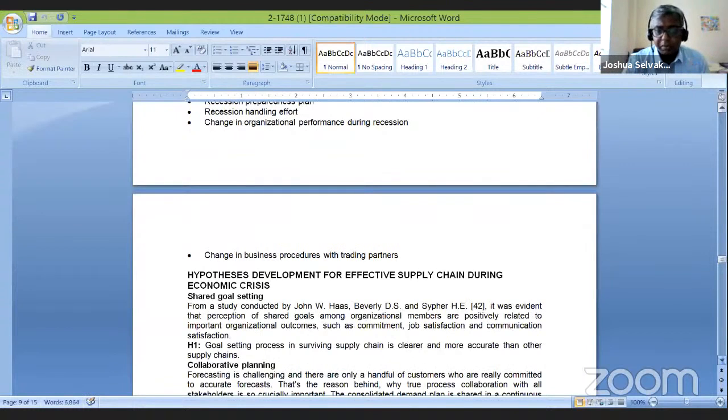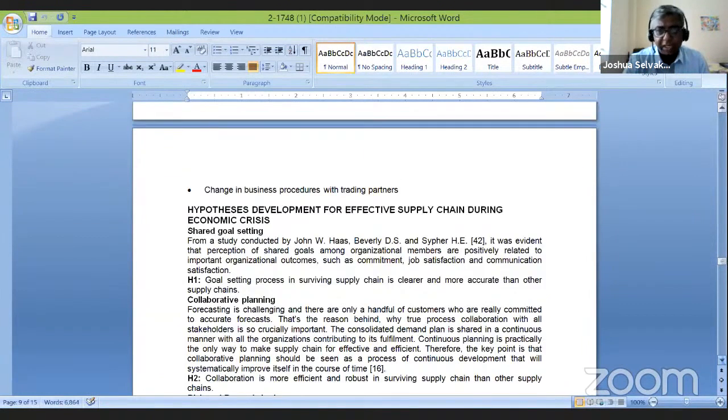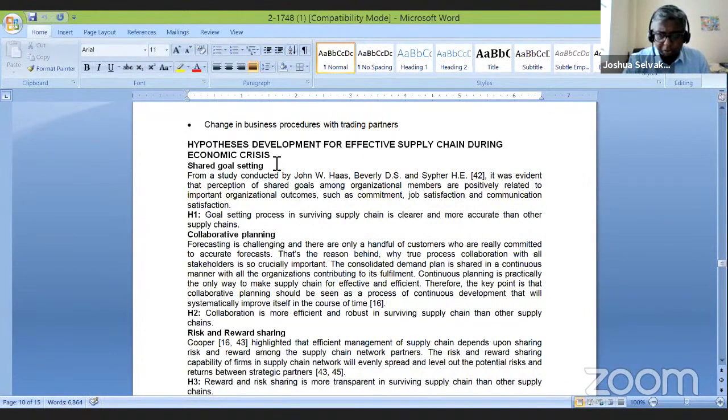Once we have identified the variables, based on logical reasoning, we have proposed the hypotheses here. Hypothesis 1 says goal setting process in surviving supply chains is clearer and more accurate than other supply chains. The existing textile manufacturing units, which are surviving during economic slowdown, tend to have a clearer goal setting process, right? So this we arrived at after deductive reasoning.